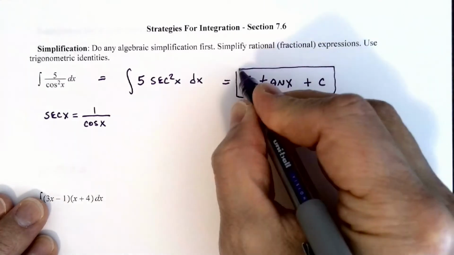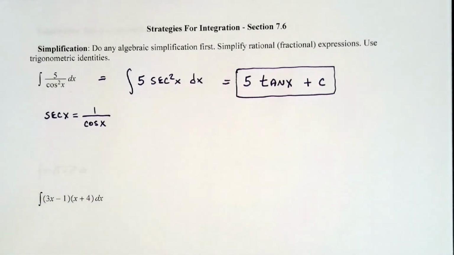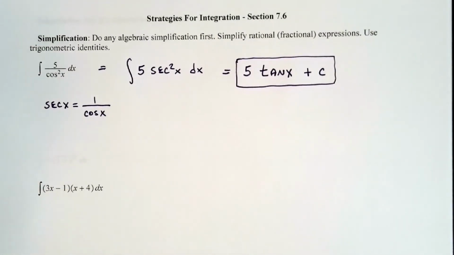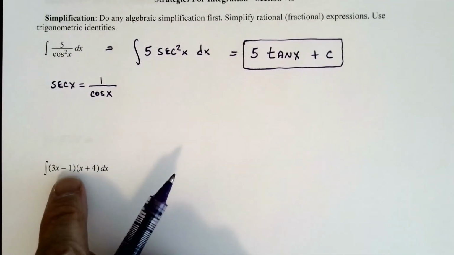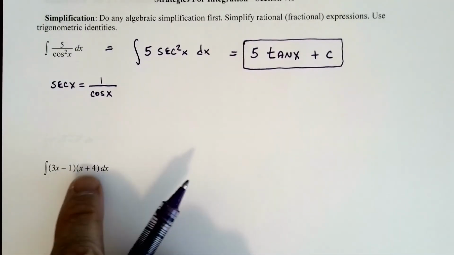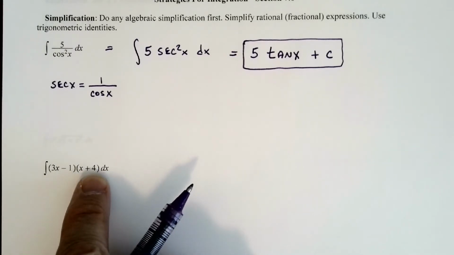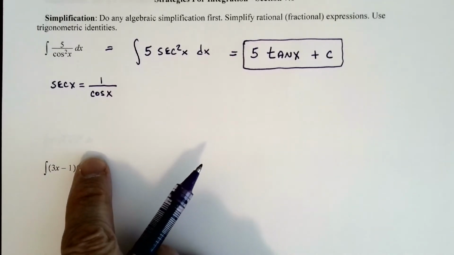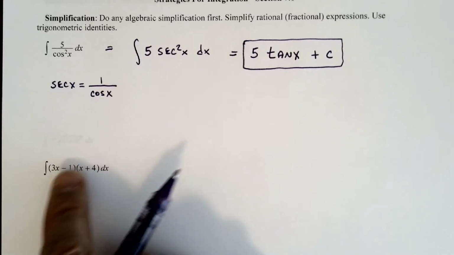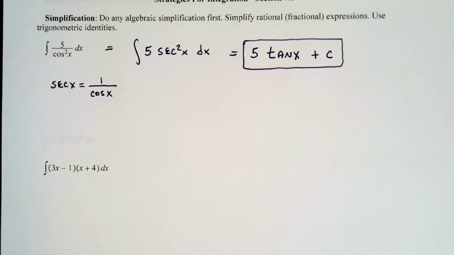So sometimes you might think it's very complicated, you start doing substitutions and other things, but try to simplify first. It may not always help, but a lot of times it will be helpful. Here's another example. Here you have a product, and some of you might be thinking, let's use integration by parts, when we have products of things. No. And some others will incorrectly say, well, let's just take the antiderivative of 3x minus 1, the antiderivative of x plus 4, and multiply those together. That won't work either. The integral of a product is not the product of the integrals.